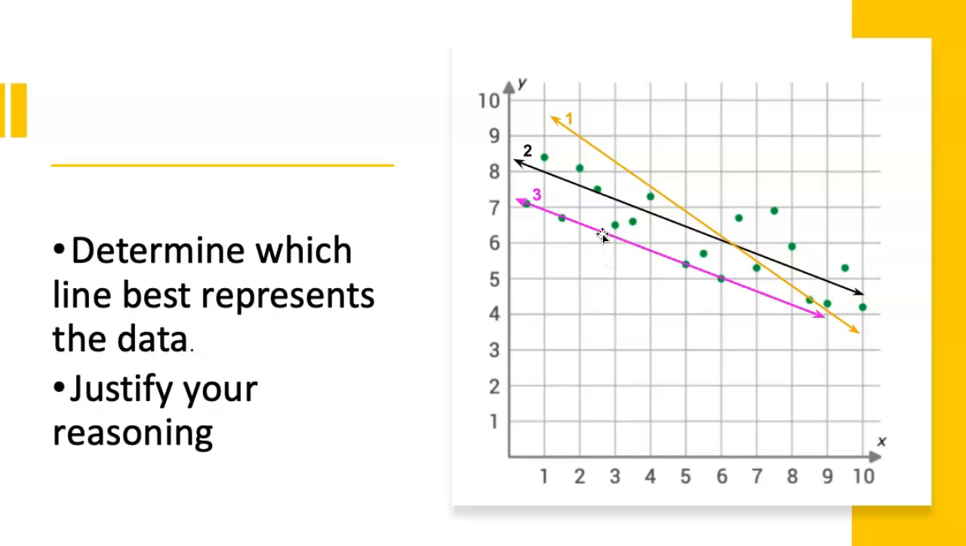If I look at the pink line, well, the pink line is actually all the way at the bottom of the data, which means most of it's above, so that's not going to work. But this black line just kind of cuts right through the middle and is following the trend. Therefore, it is the best line or the line of best fit for this scatter plot.